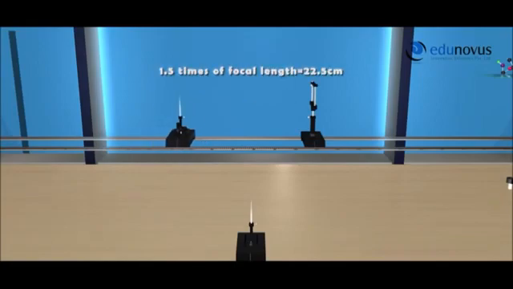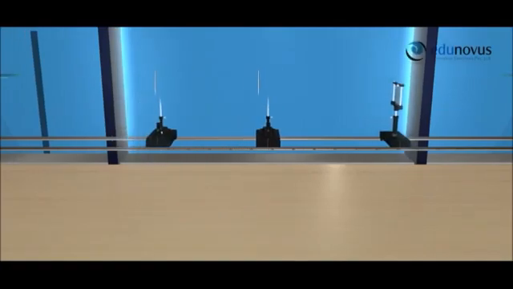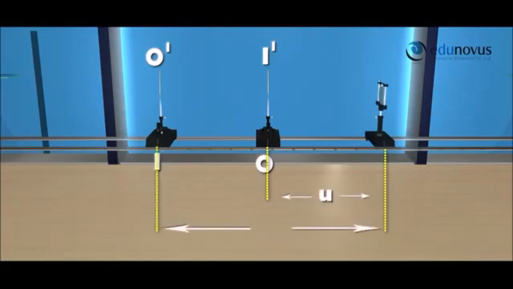By adjusting the position of the object needle, you will observe an inverted image of the object needle in the mirror. Now, you need to place another needle on the optical bench known as the image needle. Now, you need to adjust the position of all the uprights until you find the image of the object needle on top of the image needle and the image of the image needle on top of the object needle. Now, the distance between the object needle and the mirror is considered as u, and the distance between the image needle and the mirror is considered as v.